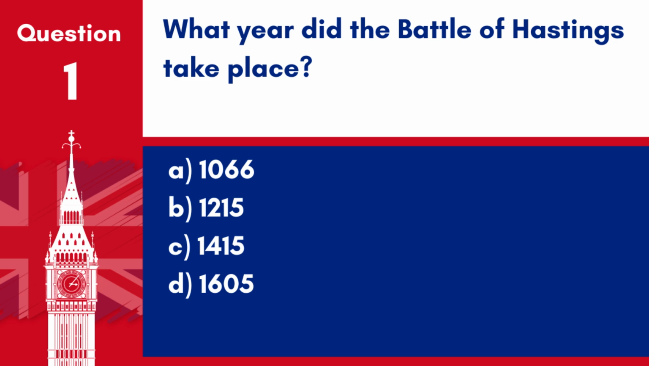Question 1. What year did the Battle of Hastings take place? A. 1066, B. 1215, C. 1415, D. 1605? Answer: A. 1066. The Battle of Hastings took place in the year 1066, marking a significant turning point in English history.